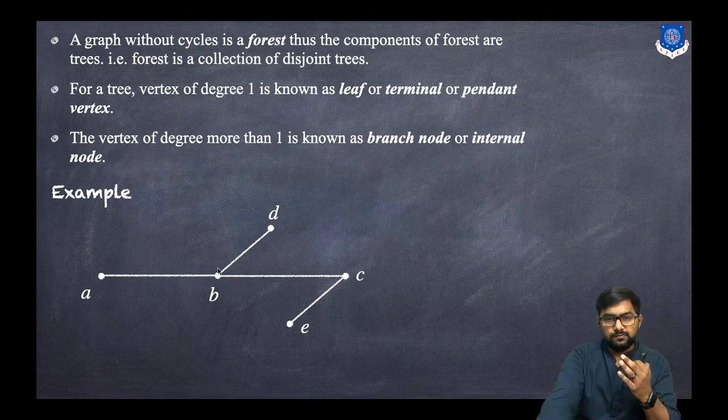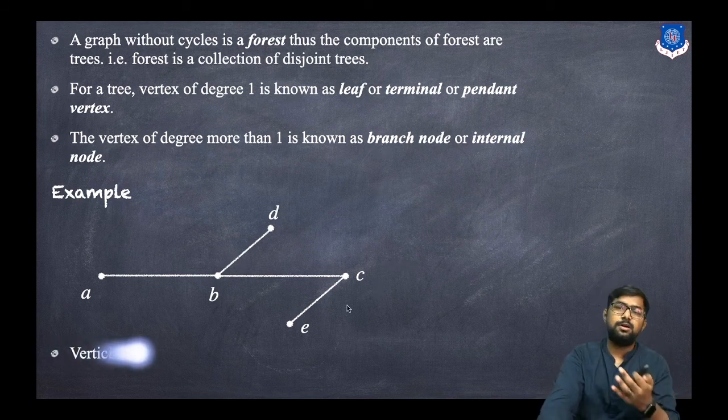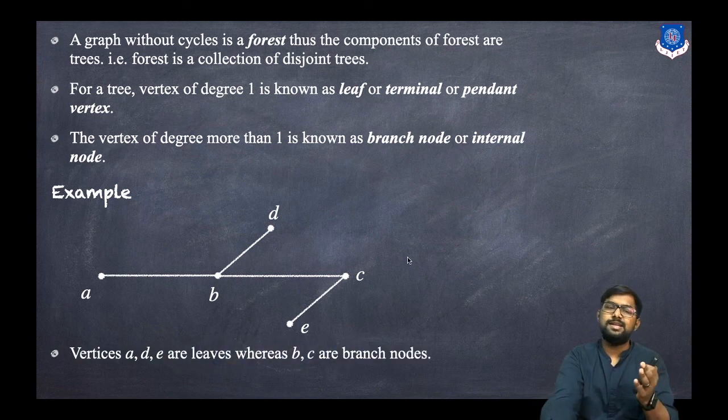Now just consider B and C. B has degree 3 and C has degree 2, so they are more than 1. That means B and C are branch nodes or internal nodes. So A, D, E are leaves, whereas B and C are branch nodes. Fine. I think it is clear.